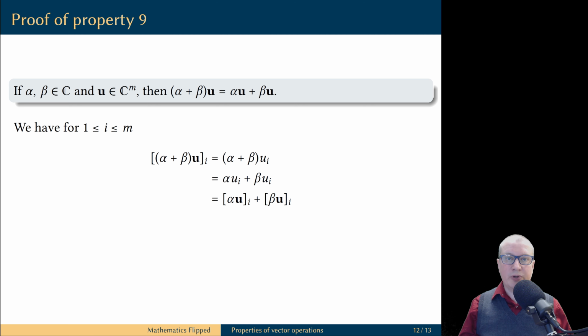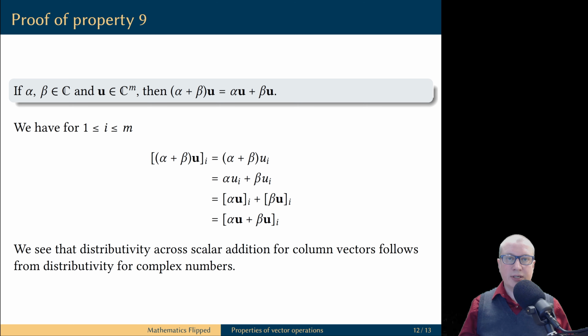Using the definition of the operation of scalar multiplication in the other direction, we see that this is component i of the vector alpha u plus component i of the vector beta u. Using the definition of the operation of vector addition, we see that this is component i of the vector alpha u plus beta u. This shows that the two vectors have identical components and therefore they're equal as vectors. Once again, to prove this version of the distributive property, we used the distributive property of the operation of numbers.